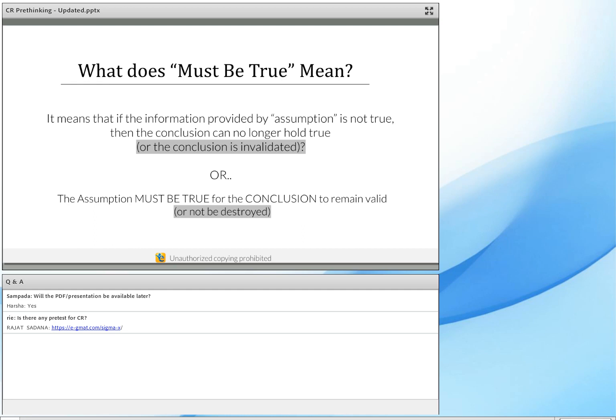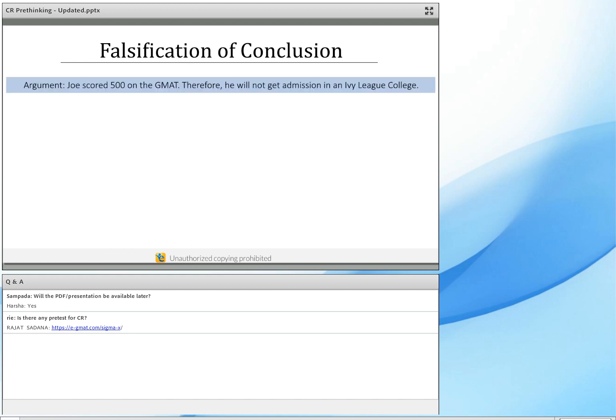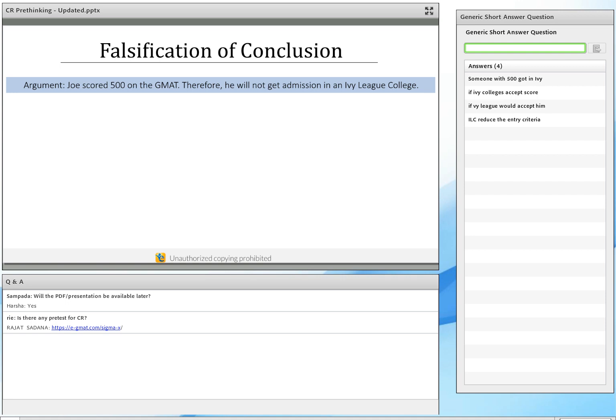So I'm going to start with a very simple example and take it to more and more complex examples from here. So let's understand what falsification, or destroying the conclusion, means. We're going to take the same simple example. Can you tell me under what condition would the conclusion in this argument be destroyed?